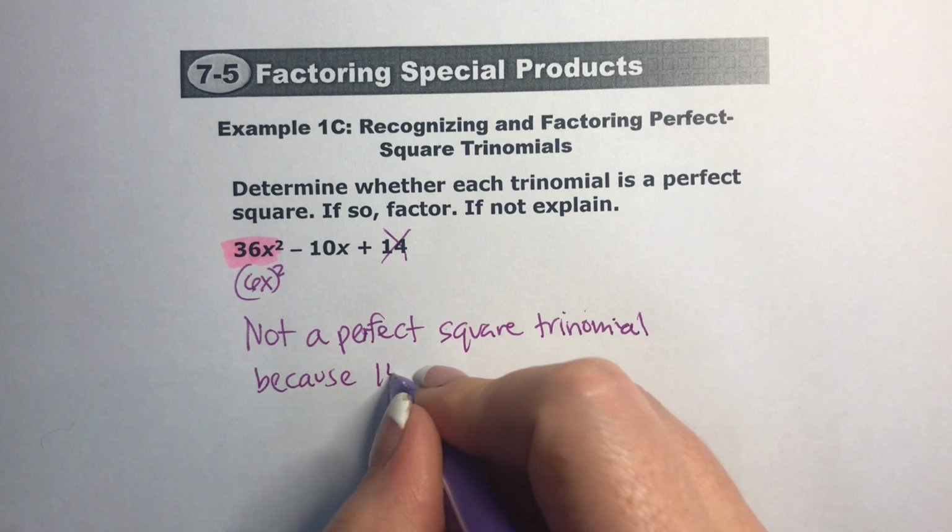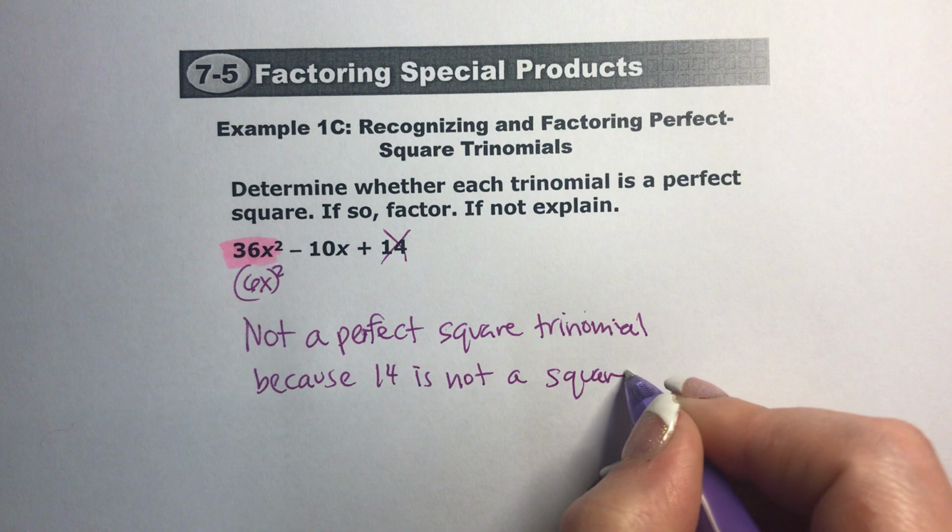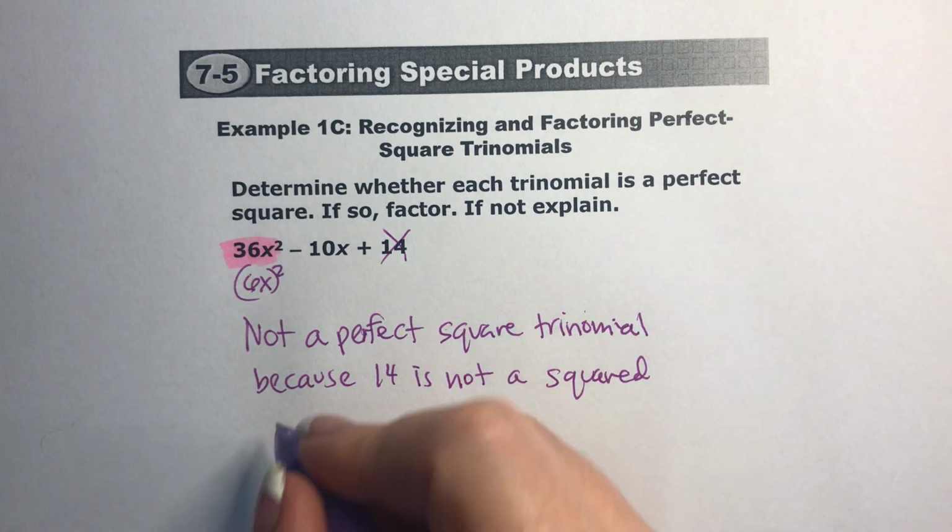It's not a perfect square trinomial because 14 is not a squared number. Okay.